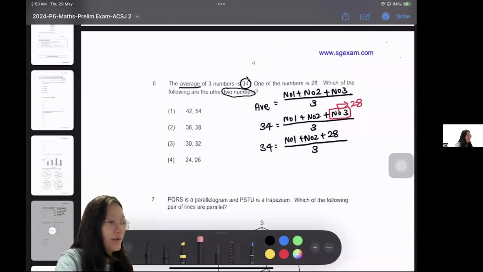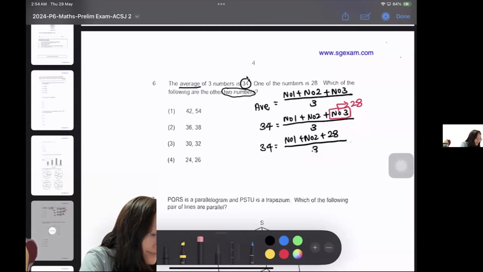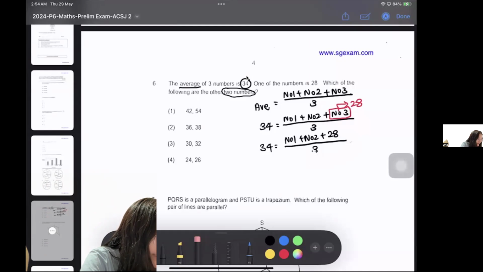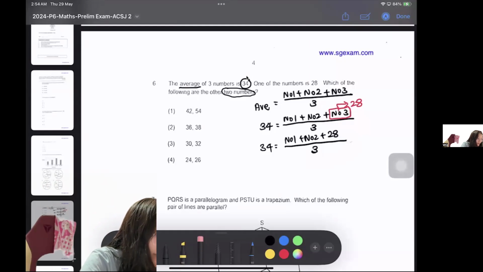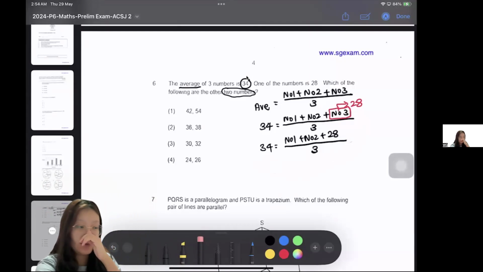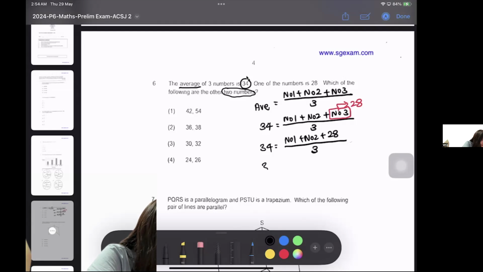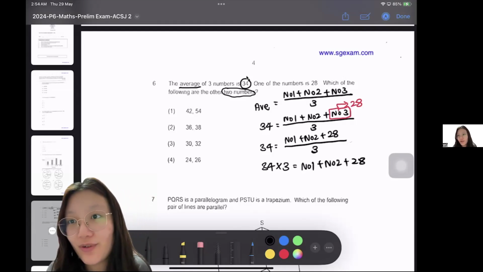So first we are going to bring over the number 3. Number 3 is a divide by 3, right? This is a fraction over 3. So currently it is a divide by 3. You want to bring this 3 over, you must change the sign from divide into times. Okay, so let's do that. So 34 times 3 equals number 1 plus number 2 plus 28.